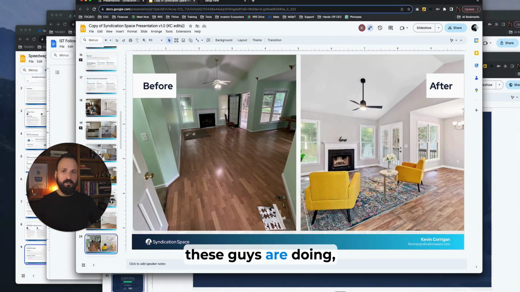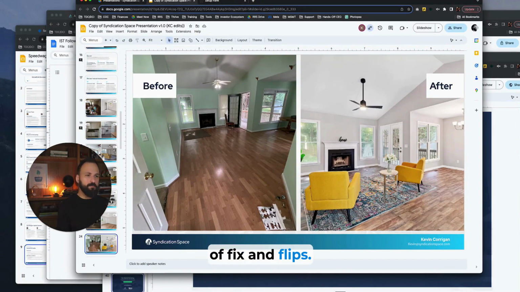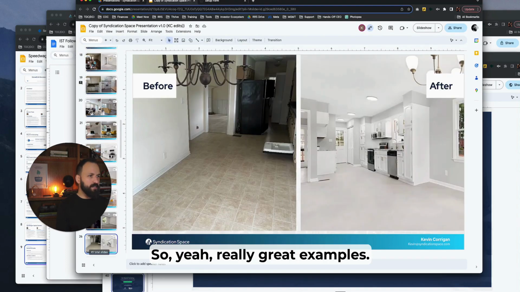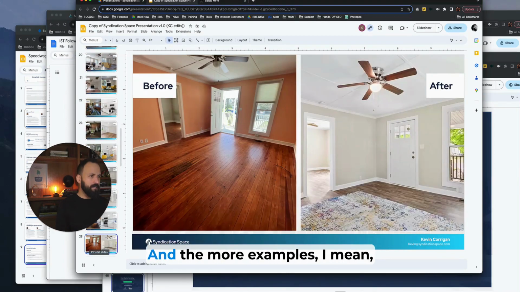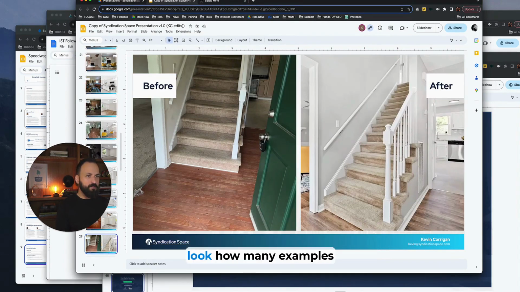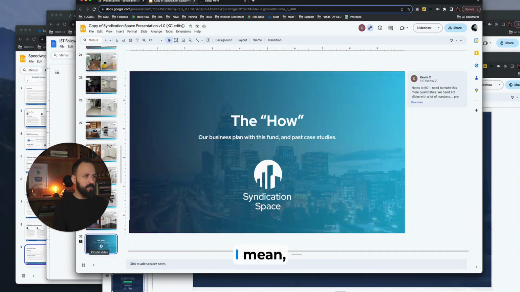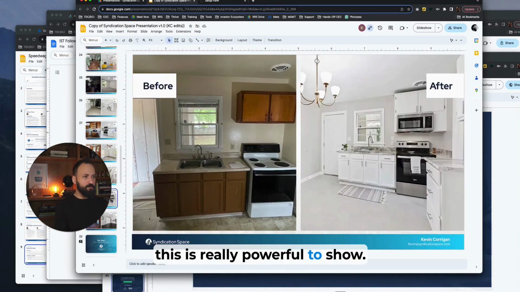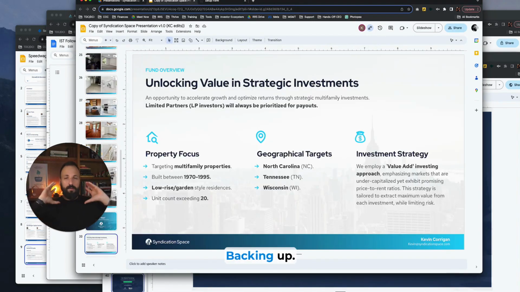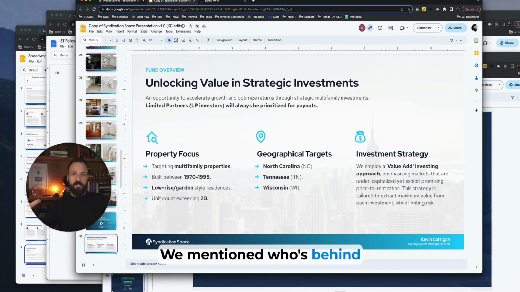And by the way, these guys have a portfolio of fix and flips. So really great examples, just breathing new life into these assets. And the more examples, look how many examples they have. There's probably 15 slides of examples. The more the better. This is really powerful to show, hey, we've done this again and again and again.